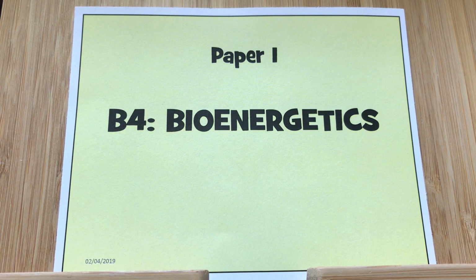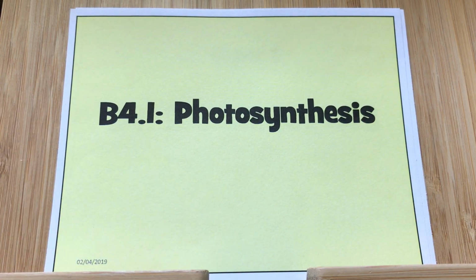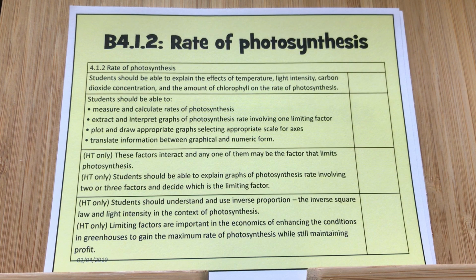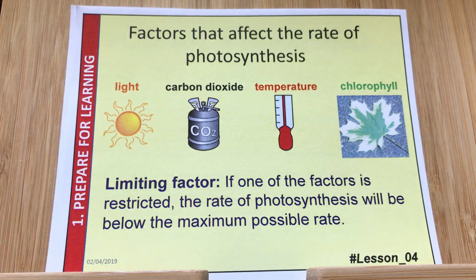This is a B4 bioenergetics video looking at photosynthesis, in particular factors that affect the rate of photosynthesis. Now, introducing those factors that affect the rate of photosynthesis, we call these limiting factors. Okay, we've got light, carbon dioxide, temperature and chlorophyll.